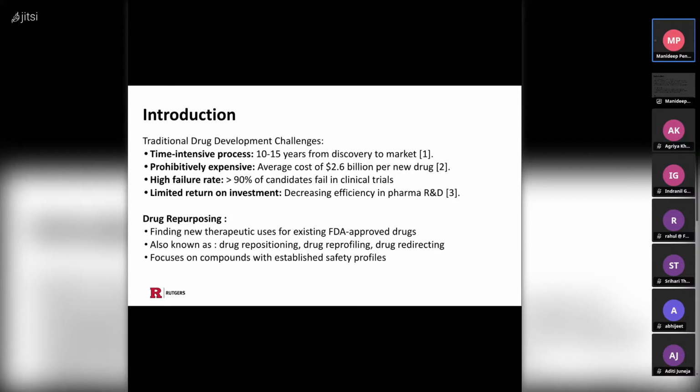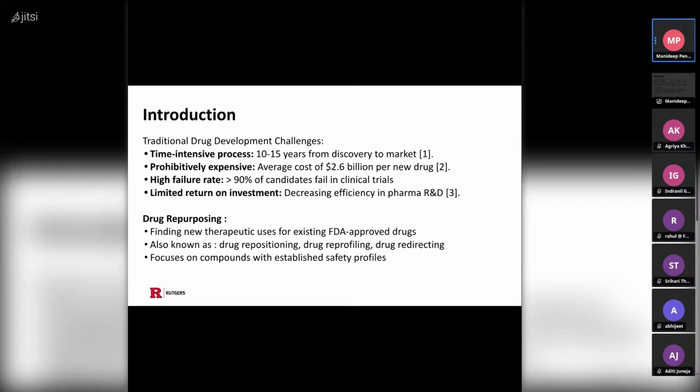So a solution for this would be something called drug repurposing. Drug repurposing basically entails just using a drug that has already been approved by the FDA. The FDA is the government body that oversees all the use of different drugs and other medical devices.